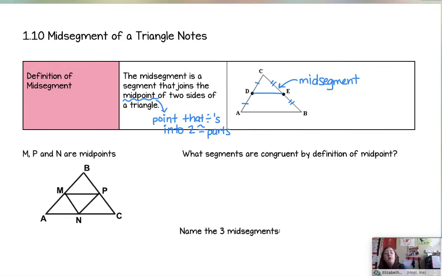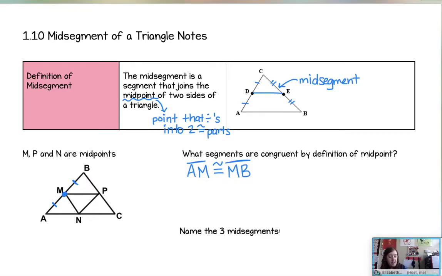Okay, so it's going to tell me down here that M, P, and N are midpoints. So we want to know which segments are congruent by definition of midpoint. All right, so it tells me that M is a midpoint, right? So that means that each side is congruent. AM and MB are going to be congruent to each other. So what segments are congruent? AM is congruent to MB.